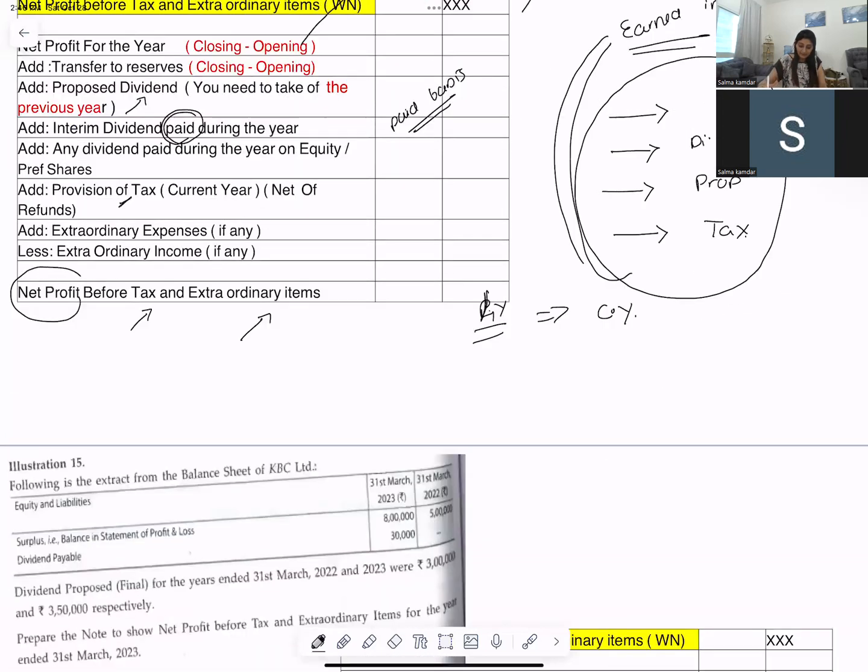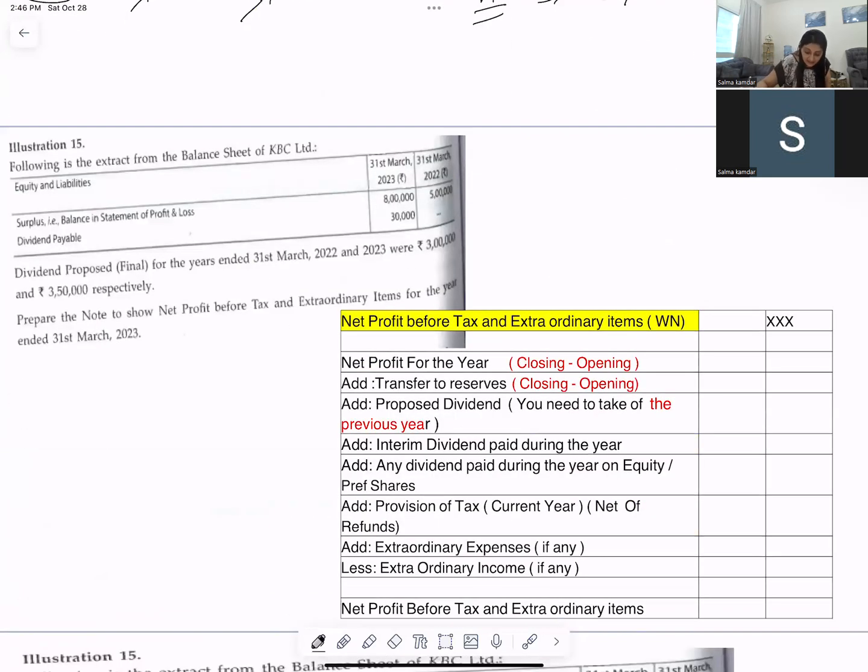Let's do it with the help of an example. I have to find out the net profit before tax and extraordinary items. How will I find that? First thing, I will use net profit for the year. Net profit for the year, I will get closing minus opening. If I see 2023 is my closing year and 2022 is my opening year, now I will do closing minus opening.